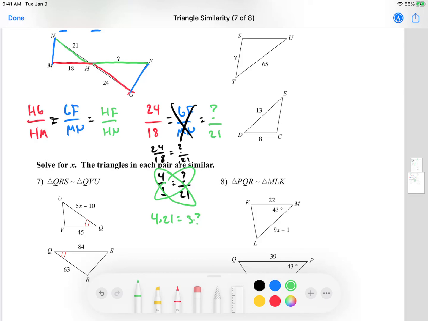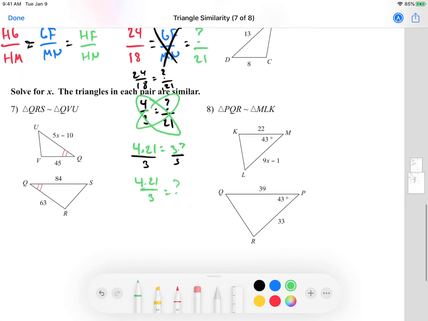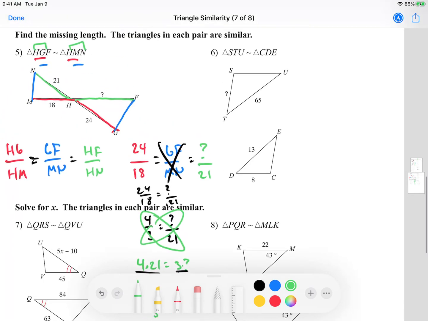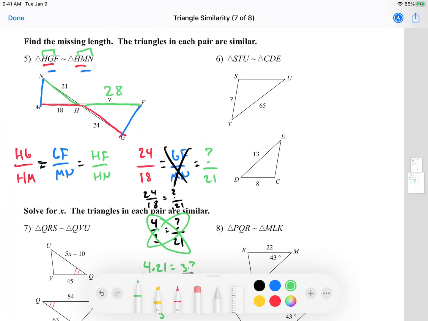Now, you can go ahead and multiply 4 times 21 if you like. I'd rather not do that. I'm going to divide both sides by 3 first. And so I'm left with 4 times 21 over 3 is equal to question mark. And then I can simplify 21 over 3, which is essentially equal to 4 times 7 is equal to question mark, which is 28. So the missing length here is 28.